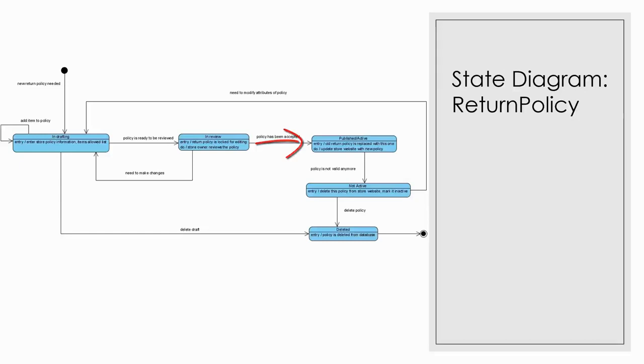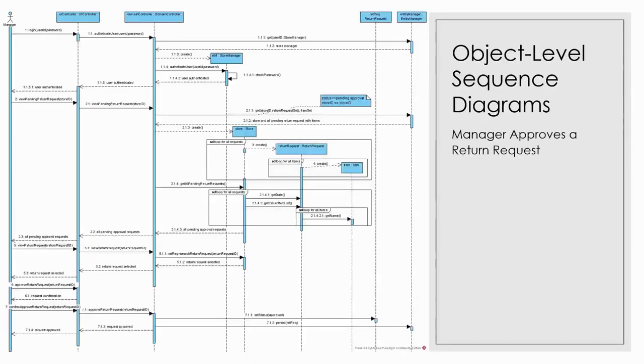If the policy is not valid anymore, it will move to a not active state, in which it can go back to edit if needed. Finally, there's a deleted state in which it is removed from the database. Now, let's discuss the object level sequence diagram.